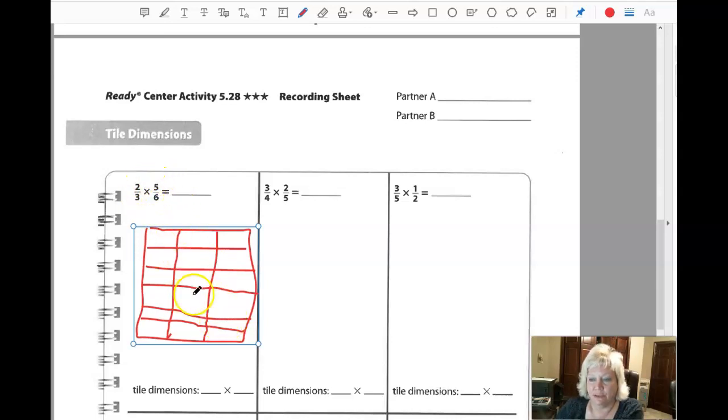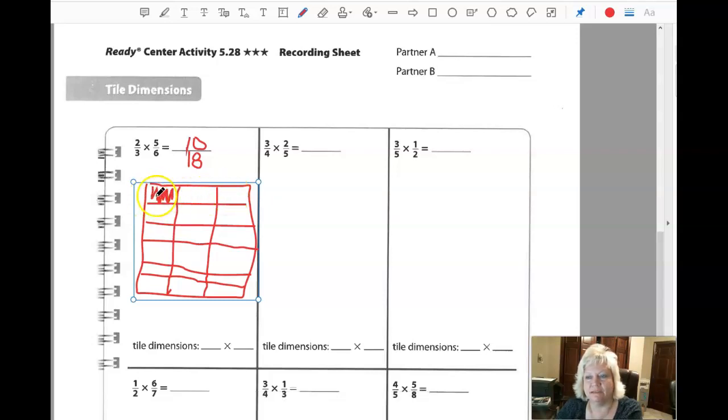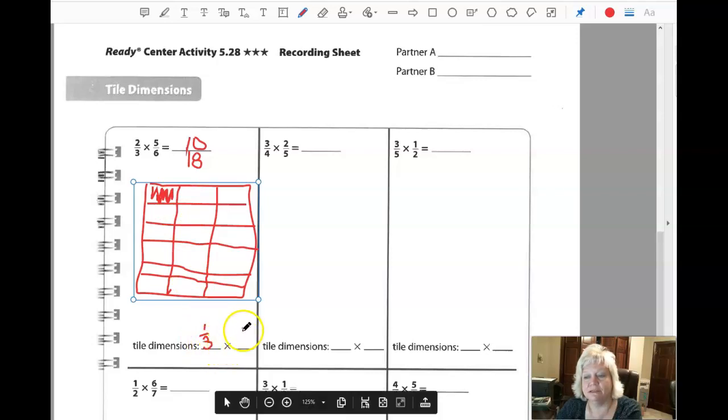I know that there are how many boxes altogether? 18. And if I started coloring them in, I would end up with 10 of them colored in. So that would be the actual answer. Now, down here, it's asking you, what is the dimension of just this square? Well, because this is part of a third and part of a sixth, but it's only one part, the dimension is 1/3 by 1/6.